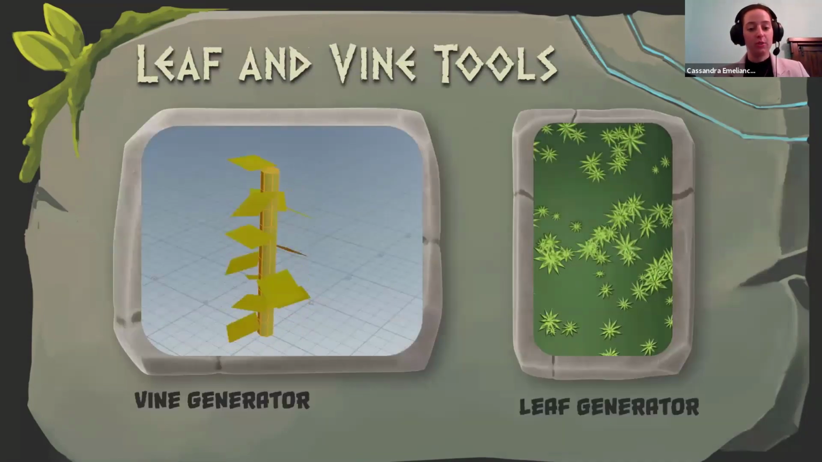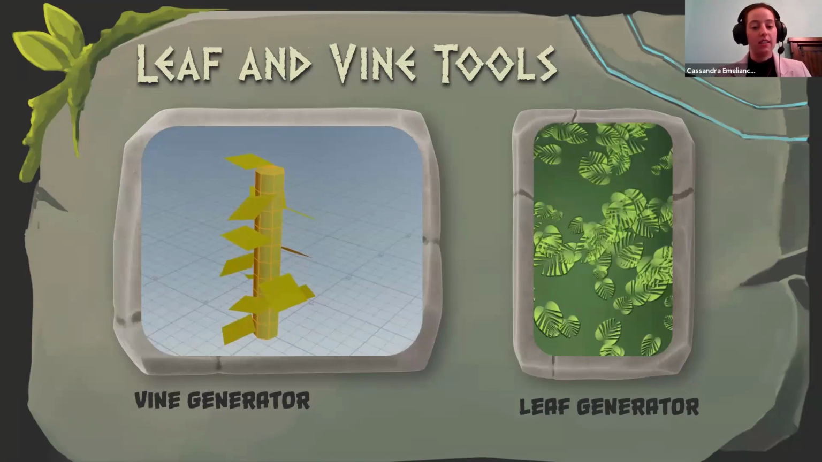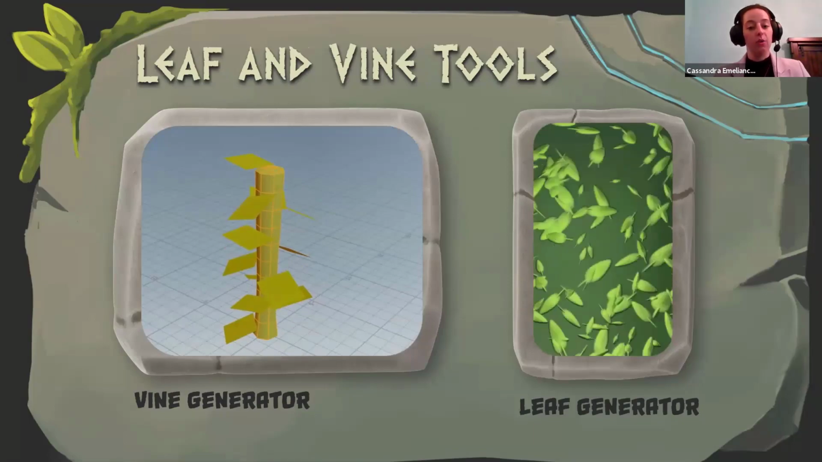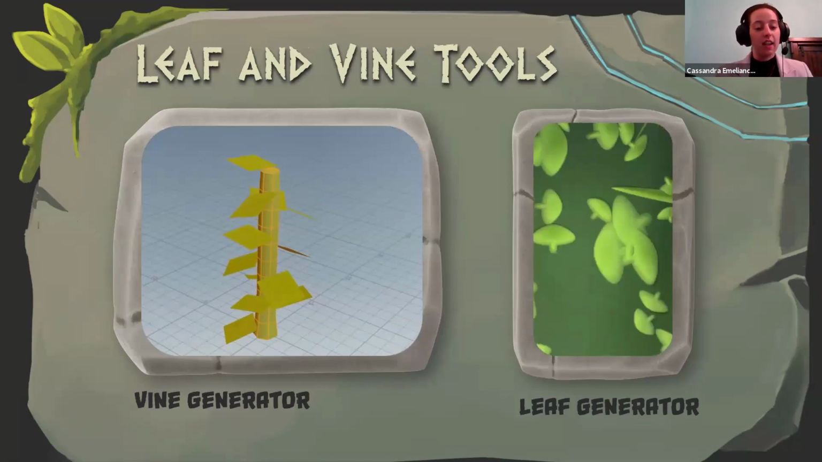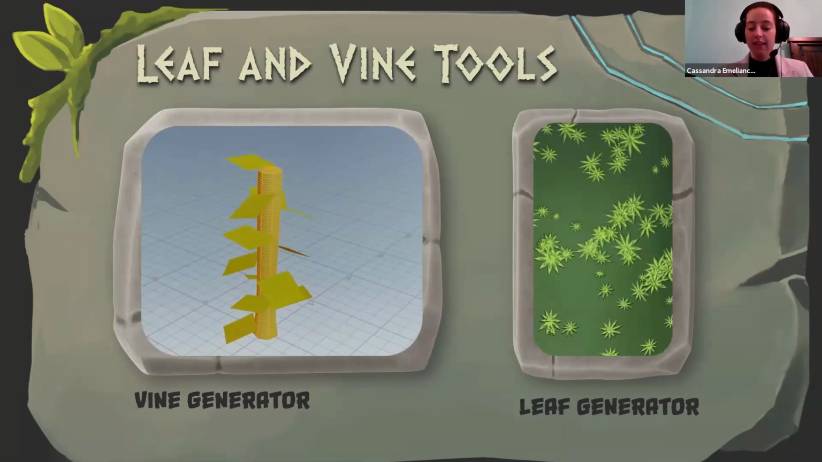We also had our artists create a vine and leaf generator, and these are all completely customizable, so you can change the size, shape, the number of polys on the vine, as well as the number of leaves, how far they are away from each other, the size of those leaves, and even the angle at which they're pointing. So we intend to use both of these in our vine whip mechanic.